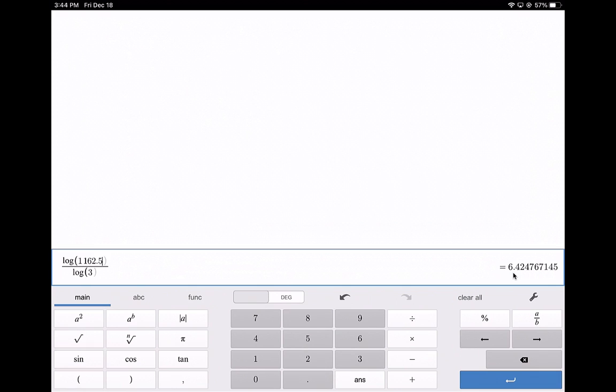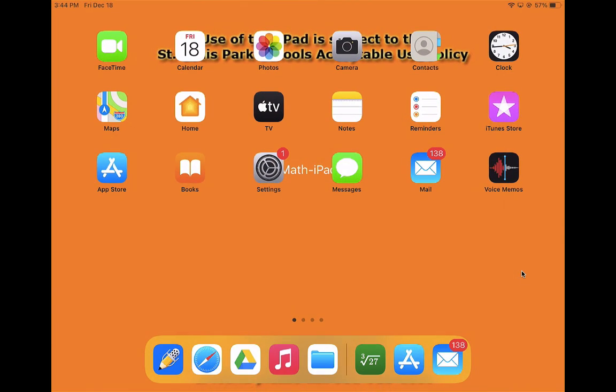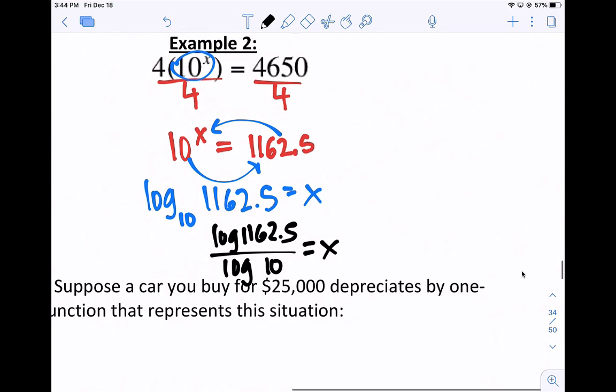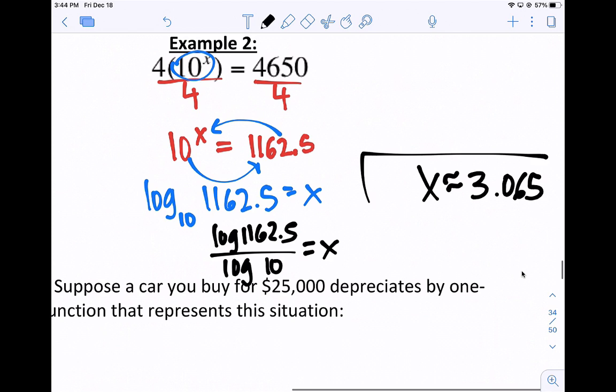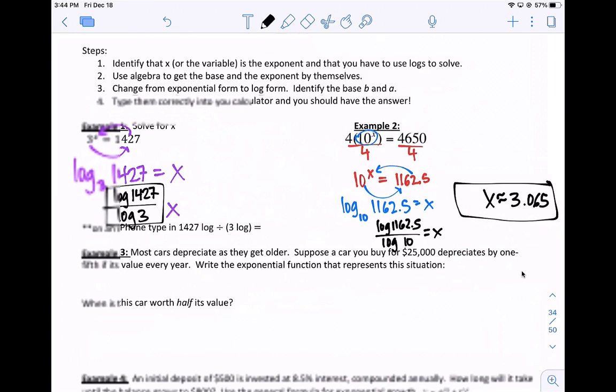1162.5, close my parentheses, divided by log of 10. And my answer, you can see over here, is approximately 3.065. So I'm going to say x is about 3.065.